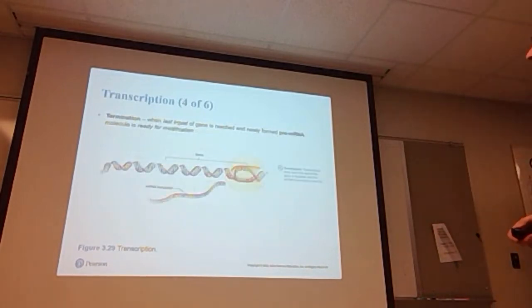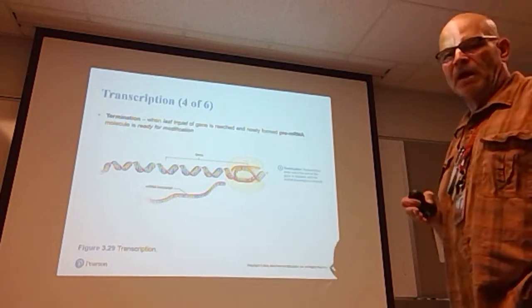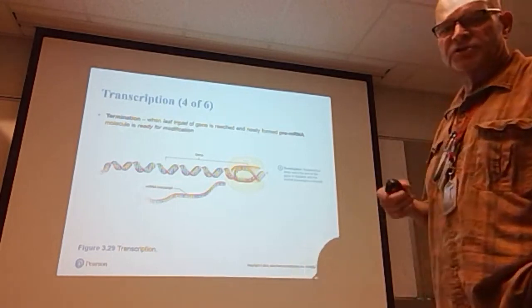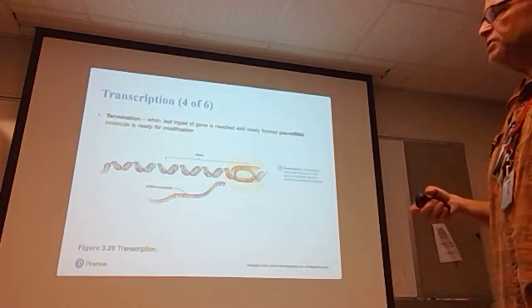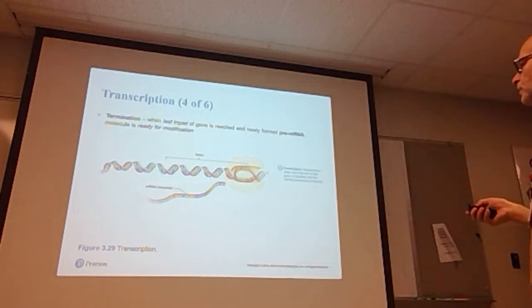And then finally, the termination is when the last triplet of the gene is reached. The newly formed pre-messenger RNA molecule is ready for modification. So here's my RNA transcript. Ultimately, what will happen is this polymerase will finally reach one of those stop codons, UGA, UAA, or UAG, and termination will occur.